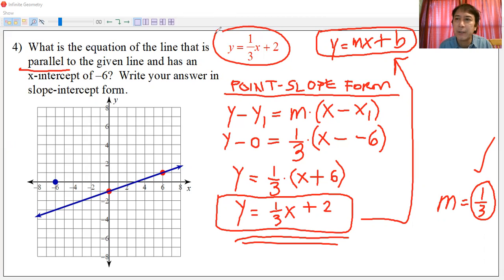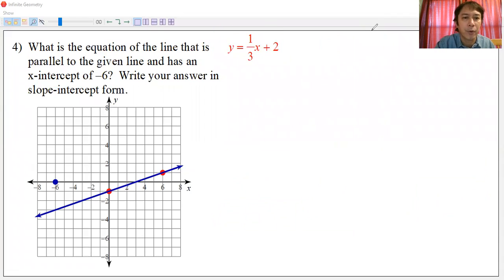Let's continue with the next. Let's have number 5 here. All right, let's remove the answer and then proceed to 5.